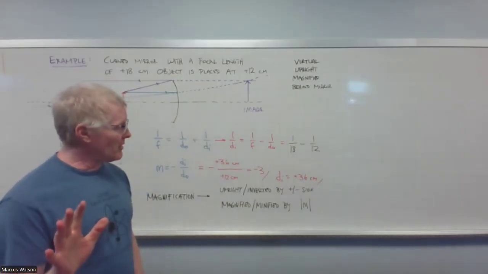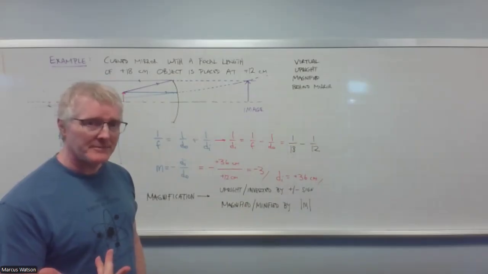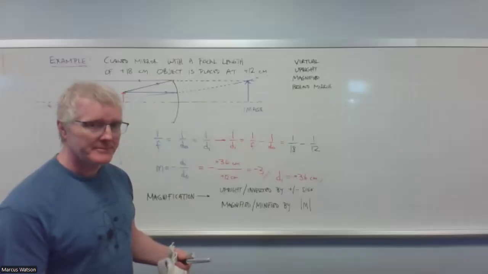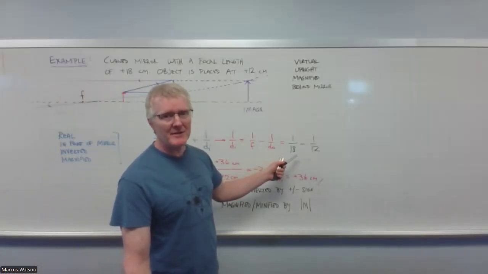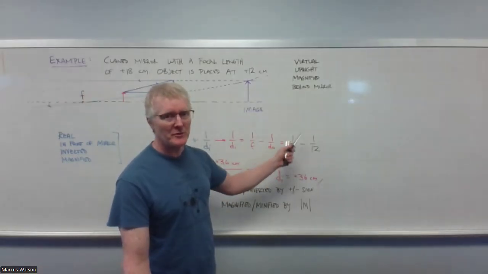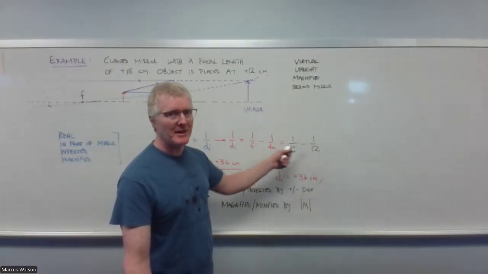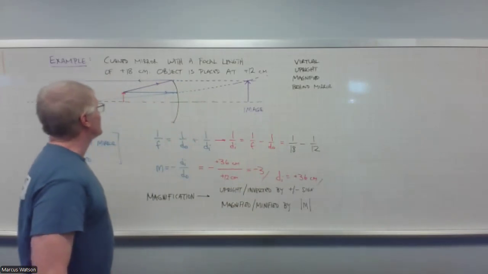If you are familiar with numbers, which I hope you are, you'll probably notice that this is going to turn into a negative number. This 1 over 18 is less than 1 over 12. So I'm going to end up with a negative number here, right?